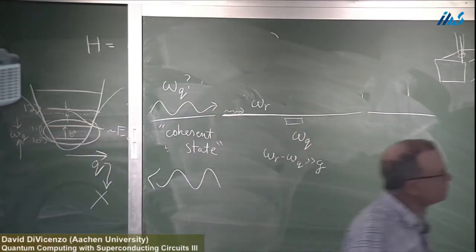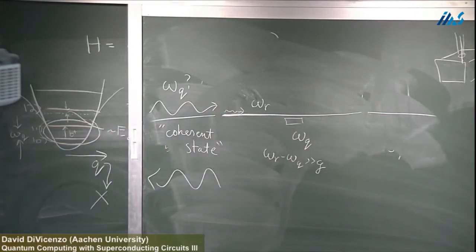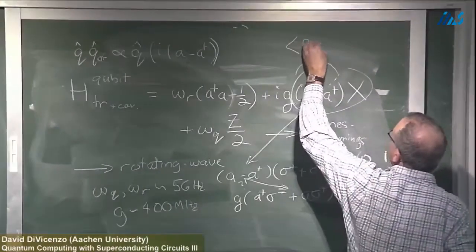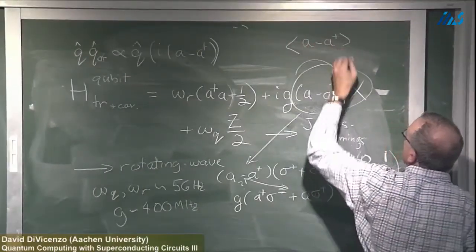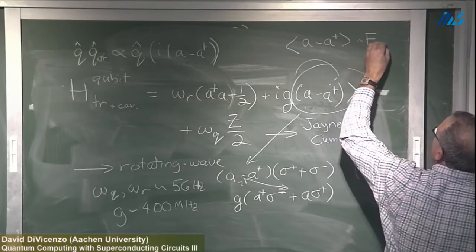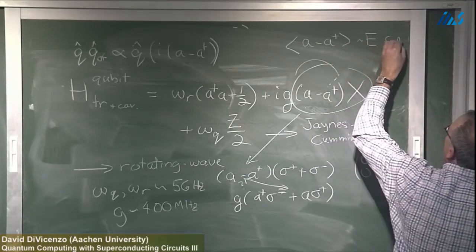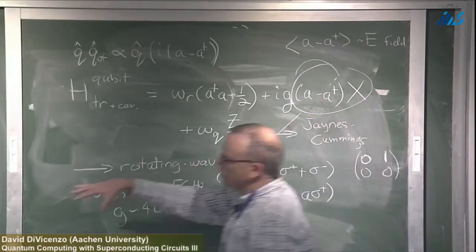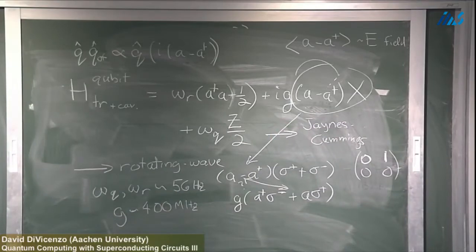And so it's permitted to talk about a coherent state having a finite expectation value of this. So we replace this by an expectation value of A minus A dagger. And this is some finite number. This is sort of like an electric field. And I can also shape it. I can turn it on and off, basically.